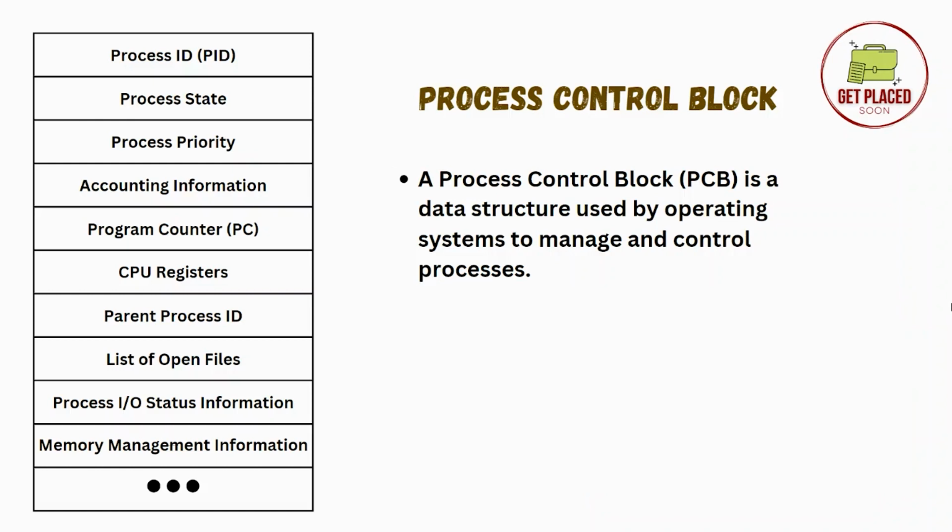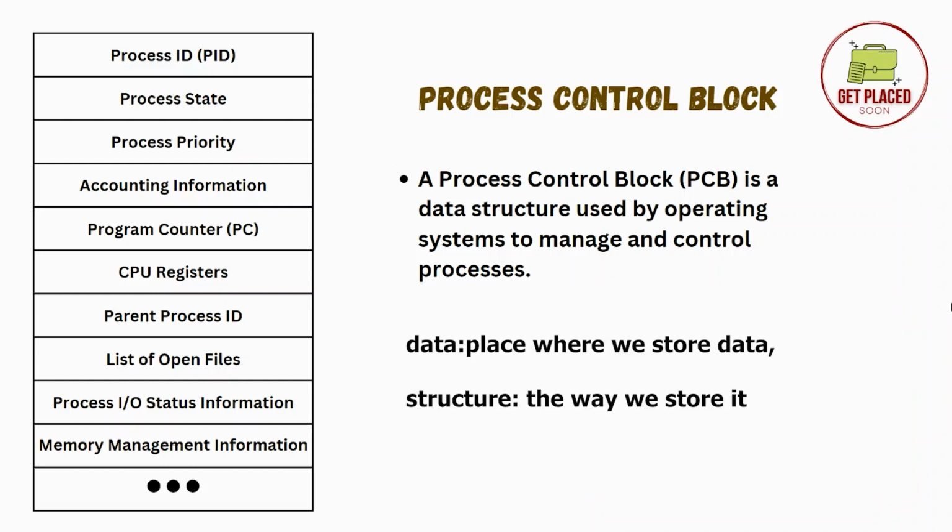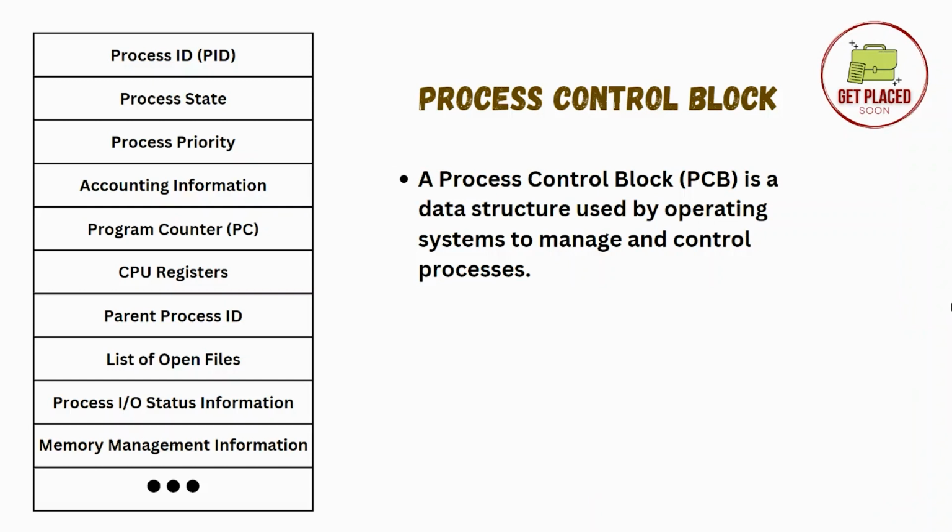A process control block, in short PCB, is a data structure used by operating system to manage and control processes. So when I say the word data structure, you need to understand data structure is nothing but a place where you can store data. Structure, when you use the word structure, it means the way you store it. So PCB is a place you store the information about something. It's also given that PCB is used by operating system to control processes. So this block is nothing but the information, all A to Z information about the process.